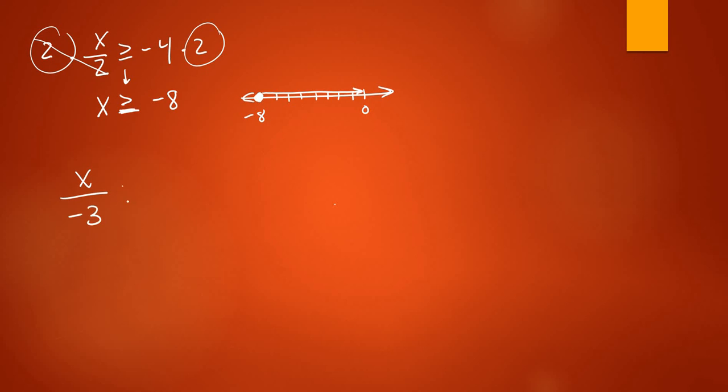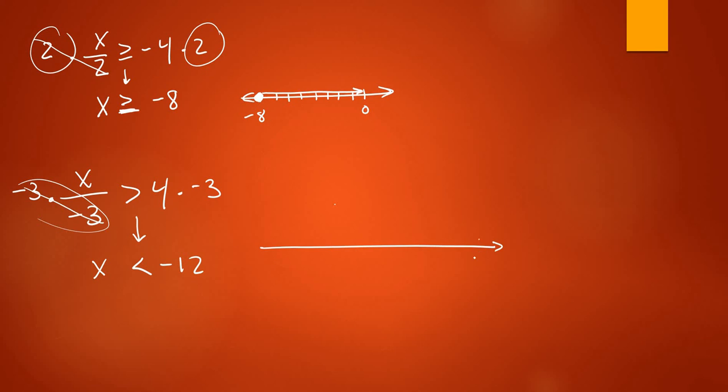Let's try one more. x divided by negative 3 is greater than 4. To solve this, I'm going to multiply by negative 3. I'm multiplying by a negative, so I have to flip the inequality symbol. So x is less than negative 12. There's negative 12. Less than, but not equal to, open circle, and to the left for less than.